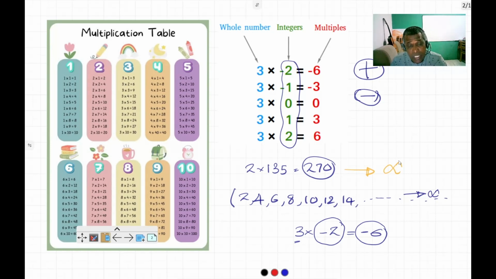These things we have learned. All the tables we have learned. So we know that there are many multiples, as well as multiples can be either positive or negative. Next, move to the next one.